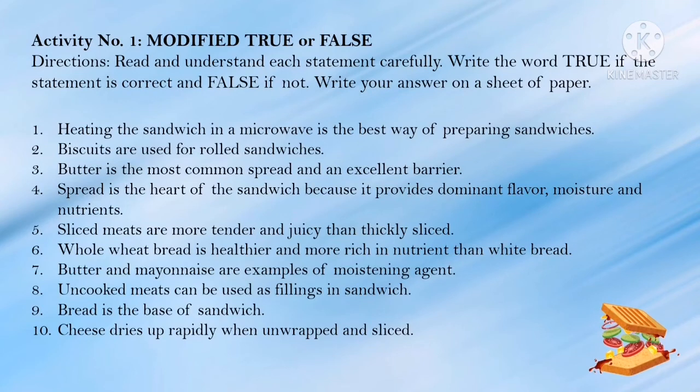6. Whole wheat bread is healthier and more rich in nutrient than white bread. 7. Butter and mayonnaise are examples of moistening agents. 8. Uncooked meats can be used as fillings in sandwich. 9. Bread is the base of sandwich. And last, number 10. Cheese dries up rapidly when unwrapped and sliced.